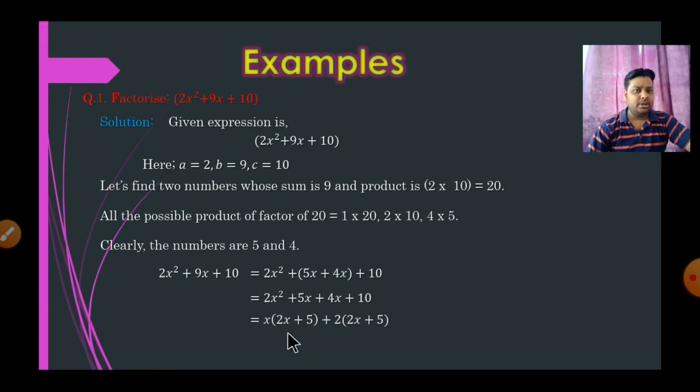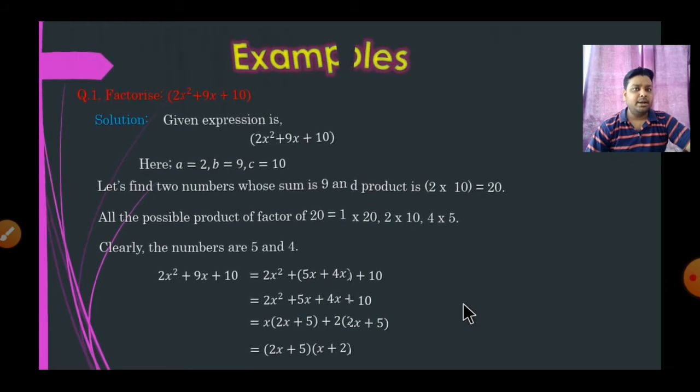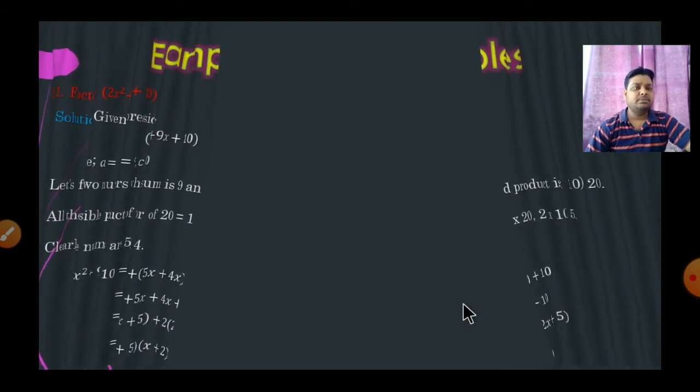Now you can see 2x plus 5 and 2x plus 5. Both are common binomials and x plus 2 is the leftover value. So this one will be our answer. Okay, students. Now let's see another example.